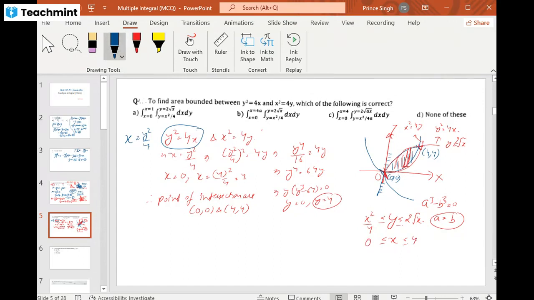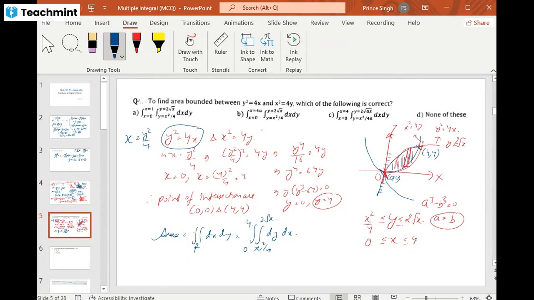So what is the representation of area? Area is given by the double integral over the region R of dx dy, or because I first move vertically, I can write dy dx, where the limit of y varies from x square by 4 to 2 times square root of x, and the limit of x varies from 0 to 4.